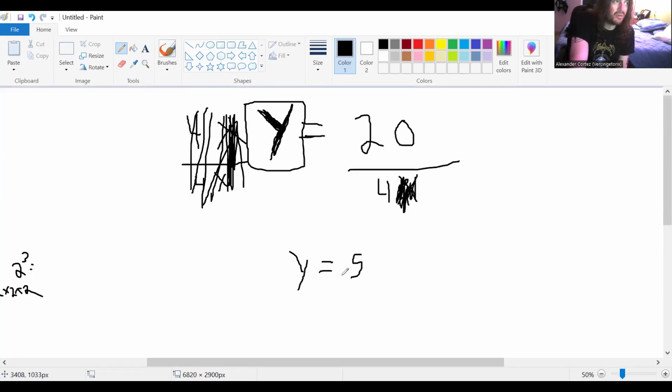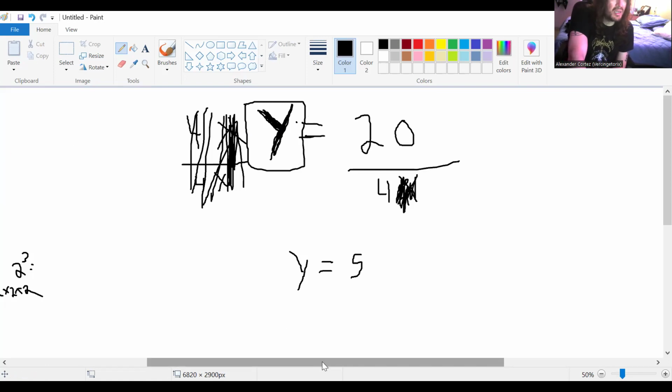Right? So that's how you isolate the letter. This is actually pretty fun, once you learn how to do this stuff. This is like the main part of algebra. And remember, you want to isolate whatever letter it is. It could be A, it could be B, it could be Y, it could be Z. You want to isolate it by eliminating all the other stuff.